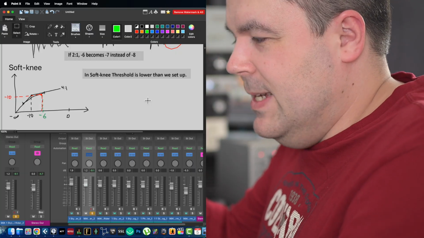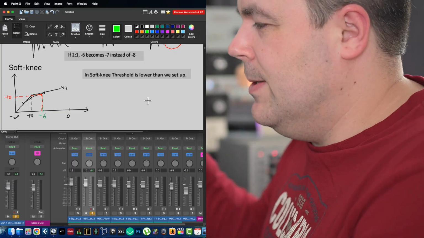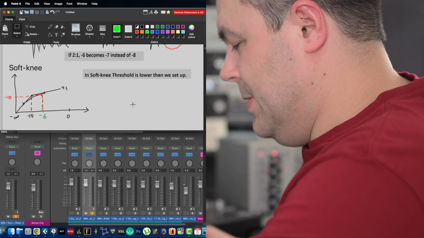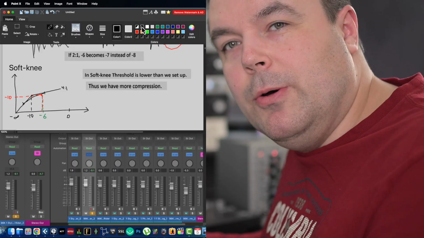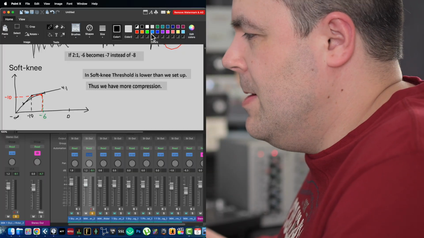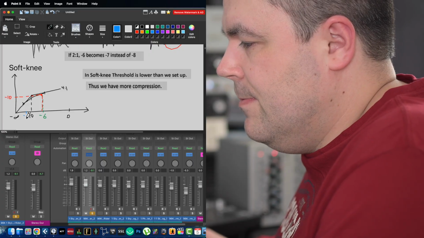Threshold is lower than we set up. It's a first statement, it's far from the most important one, but we're gonna start with this one. So as a result, we have more compression in a soft knee mode with the same threshold. Soft knee compressors compress even peaks below the threshold. For example, let's imagine we have the same example like we had before. The peak was -15 dB, so it's somewhere here, -15.